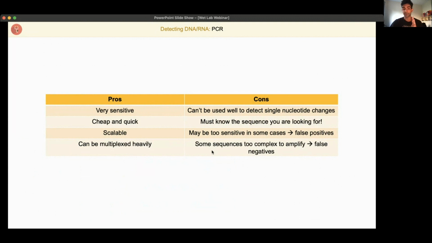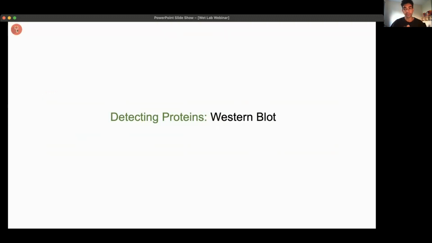But there's a lot of pros. So it's very sensitive, cheap and quick, and scalable, and multiplexable, like we were talking about. That's why it's becoming more and more common to use PCR, especially in labs in the hospital. Use PCR for a lot of purposes there now. So that's detecting DNA and RNA. I'm sorry, it's going through quite quickly, but we're not going to go through all the details of actually doing a PCR test. So now we're going to focus on the bulk of the presentation, detecting proteins, because that's done very commonly in the lab and in clinics.